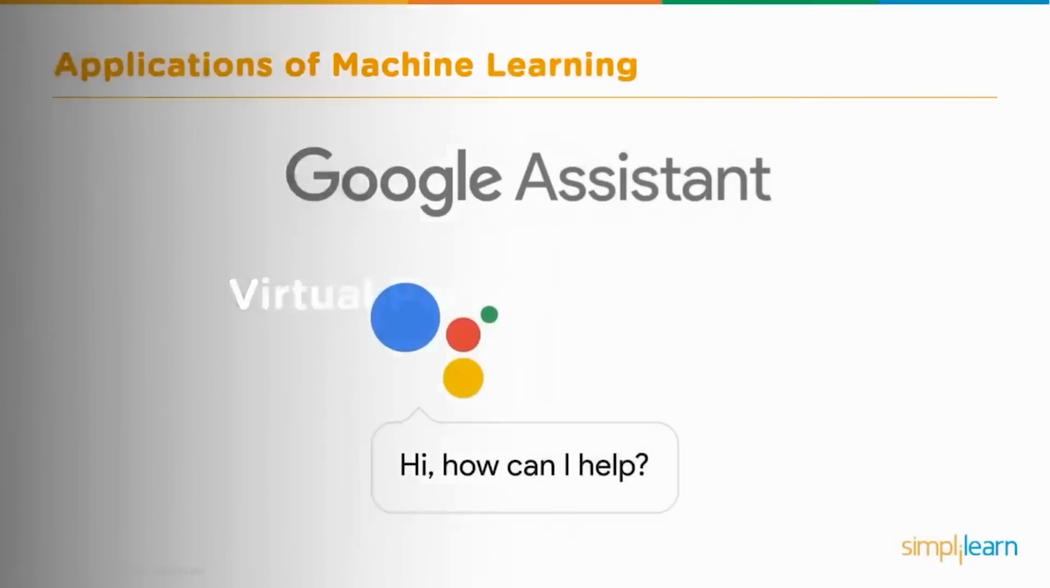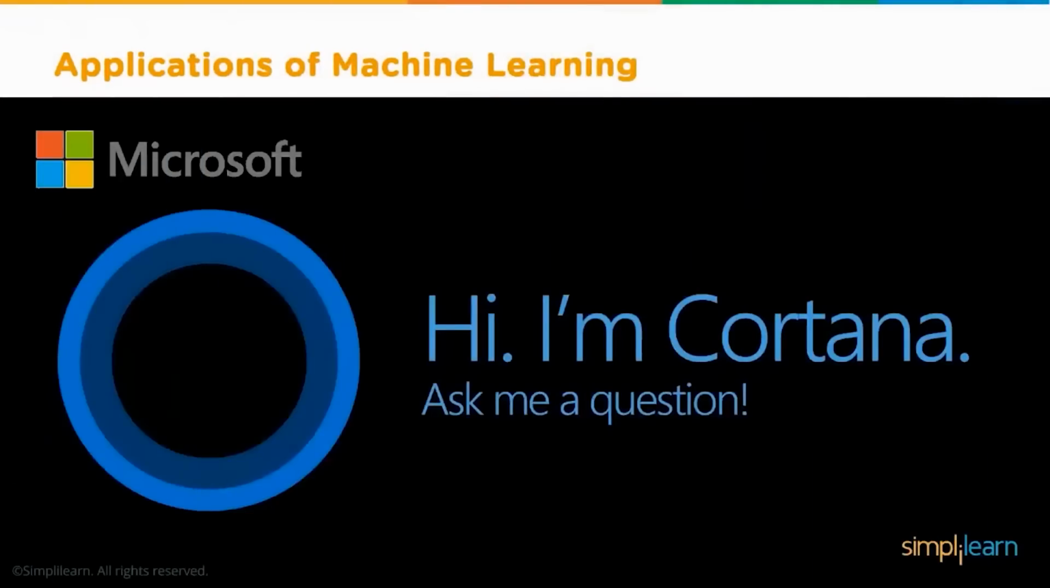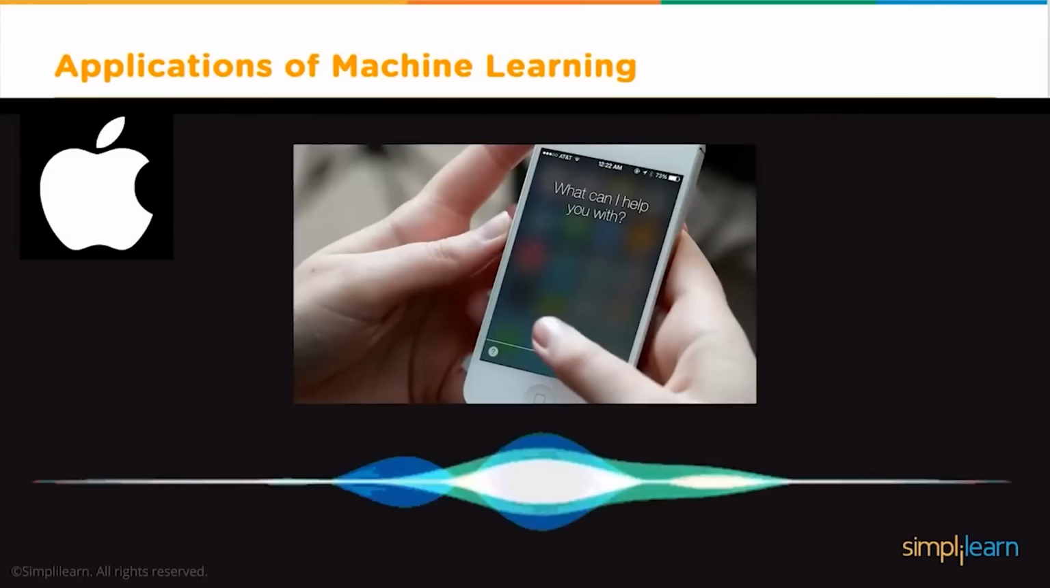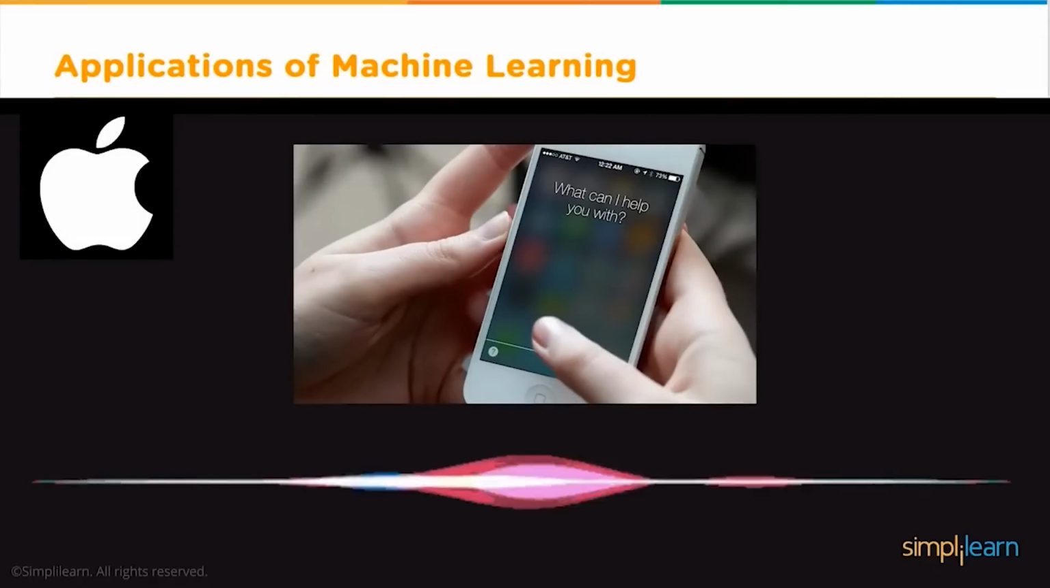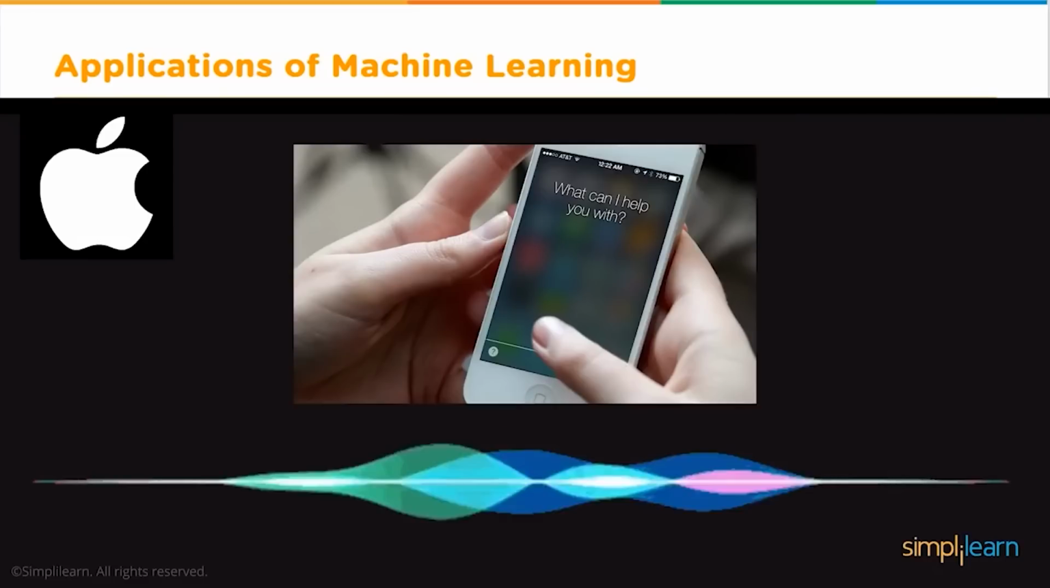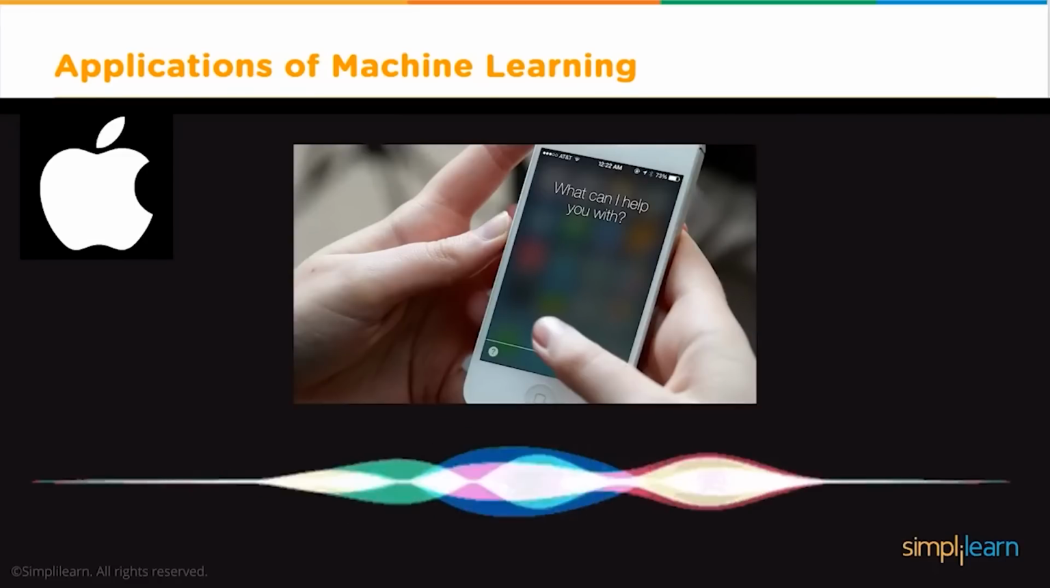First, let's talk about virtual personal assistants: Google Assistant, Alexa, Cortana, and Siri. We've all used one of these at least at some point in our lives. These help improve our lives in a great number of ways. For example, you could tell them to call someone, play some music, or even schedule an appointment.